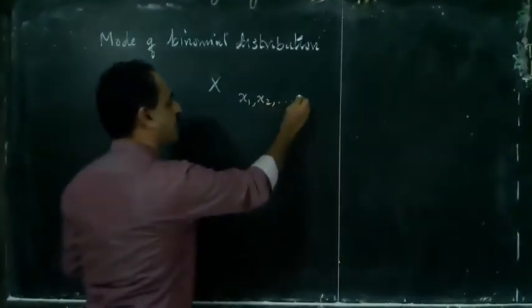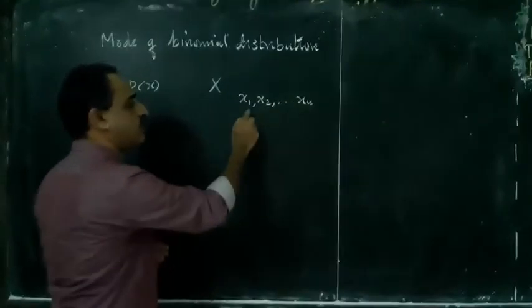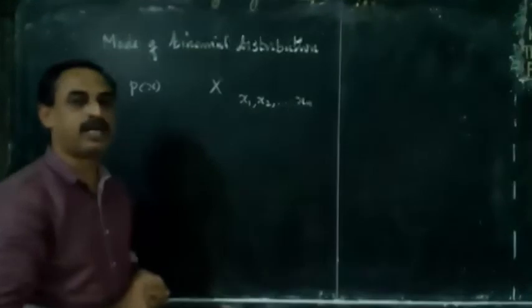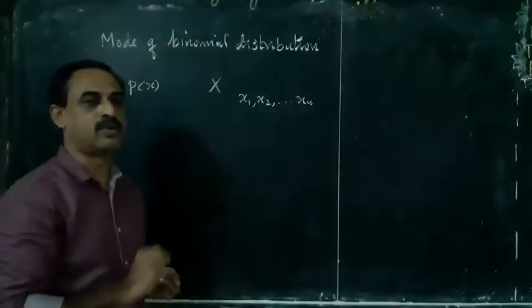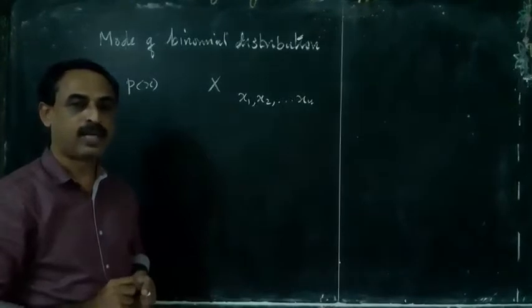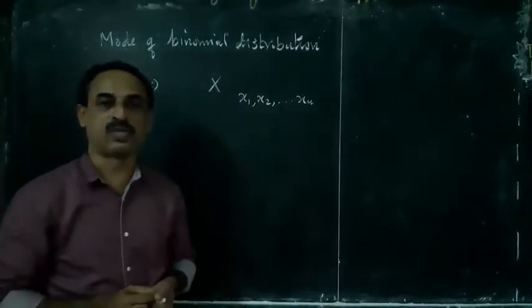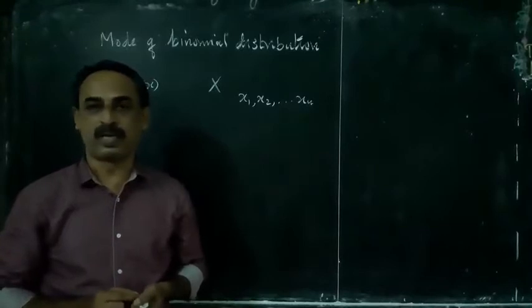So, if P of x is the probability distribution of a random variable x, the mode is the value of x at which probability becomes maximum. So, if x has values like x1, x2, etc., xn, at one of these values, probability becomes maximum. That point is known as mode of the distribution. Naturally, the most frequently occurring observation has maximum probability. In this way, we are going to determine the mode of binomial distribution.